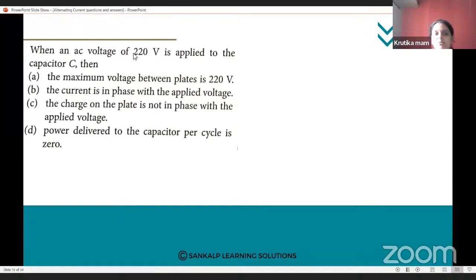When an AC voltage of 220 volt is applied to the capacitor C, then what happens? When the AC voltage of 220 volt is connected, what will happen here? The maximum voltage between plates is 220 volt. The current is in phase with the applied voltage. The charge on the plates is not in phase with the applied voltage. Power delivered to the capacitor per cycle is 0. Yes, what is your answer?